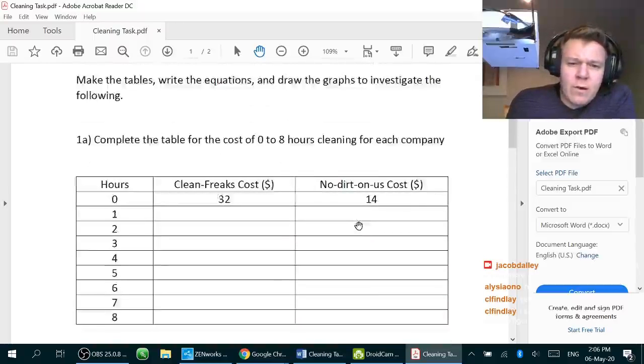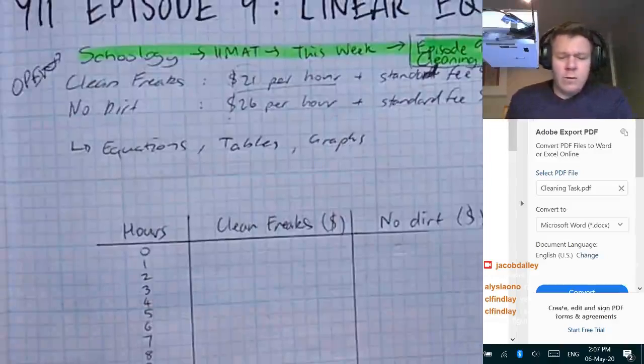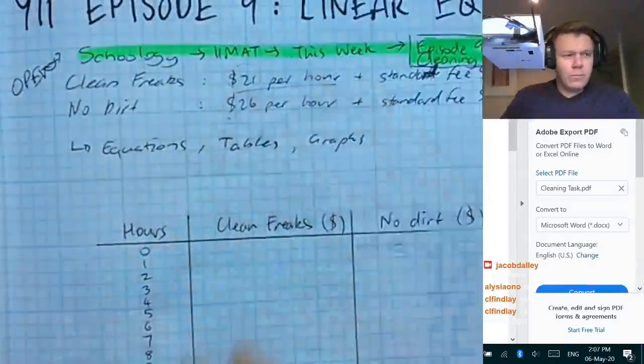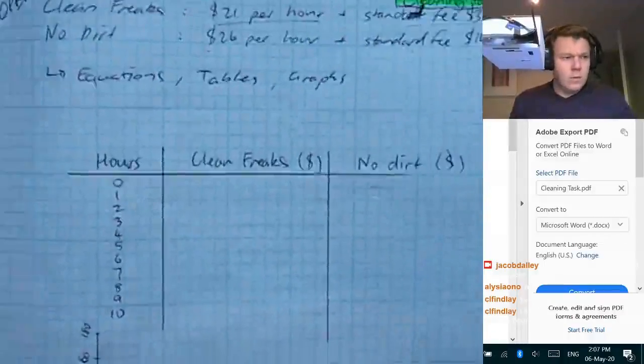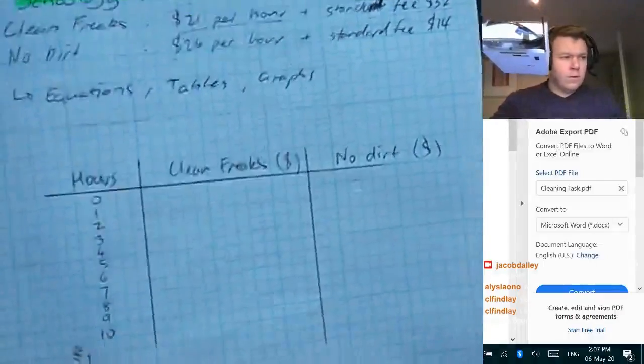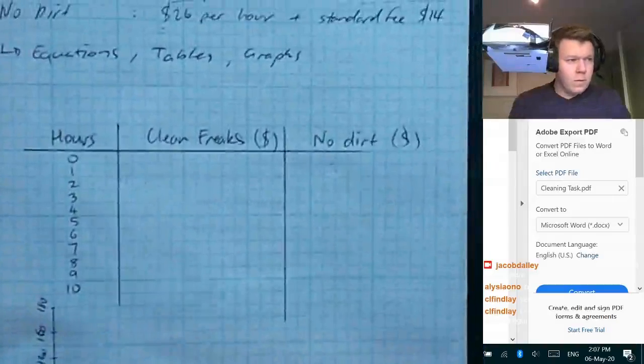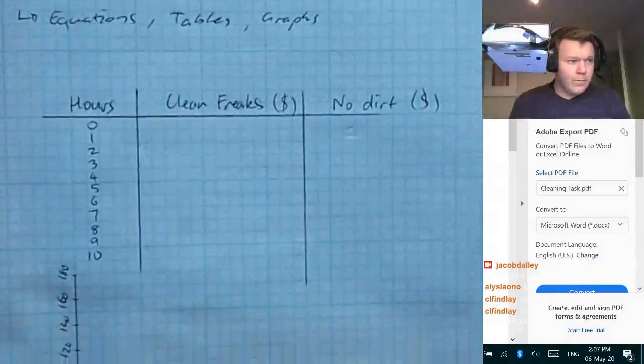Okay, so I've drawn this in my book, so I'm going to just switch over and show you on my page. Let's just square that up.